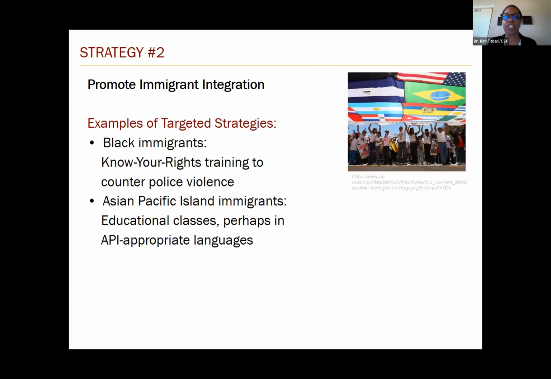The second strategy is to promote immigrant integration. And examples of targeted strategies, for example, with Black migrants, you could do a Know Your Rights training to counter police violence. With the Asian Pacific Islander immigrants, you can do educational classes, perhaps in API appropriate languages.